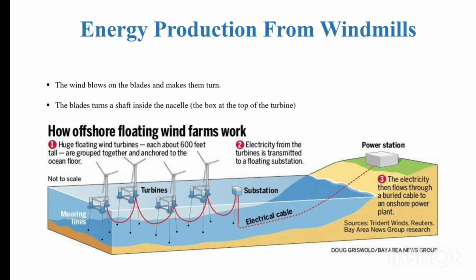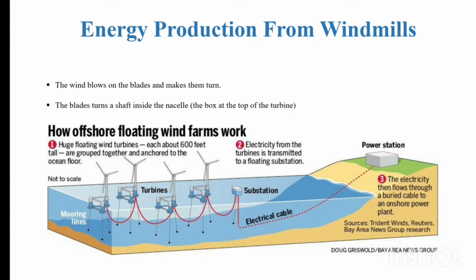How is energy produced from windmills? The wind blows on blades and makes them turn. The blades turn the shaft inside the box at the top of the turbine. The shaft goes into a gearbox which increases the rotation speed. The generator uses a magnetic field to convert the rotational energy into electrical energy. These are similar to those found in normal power stations.